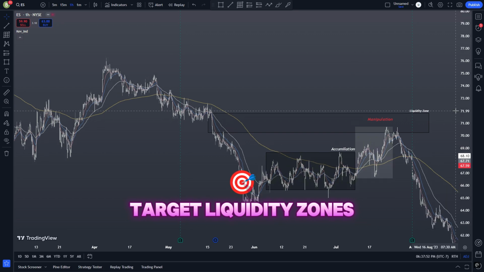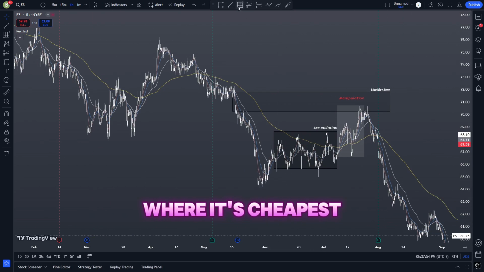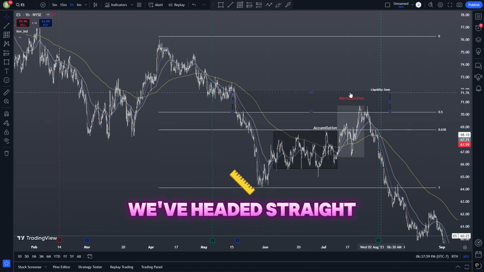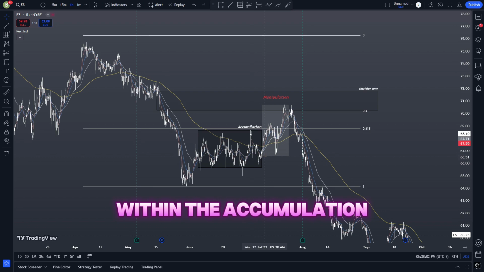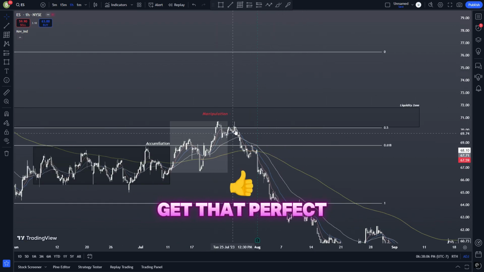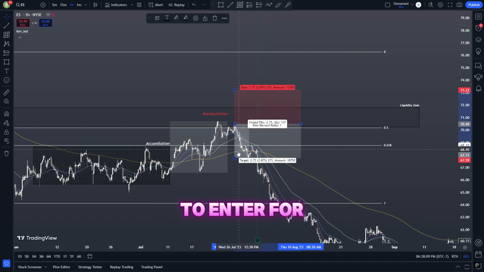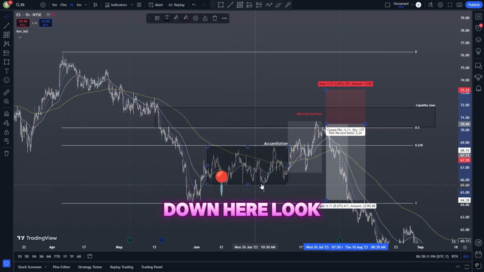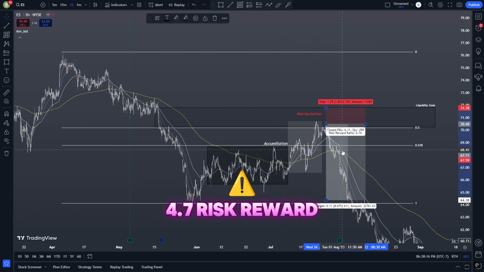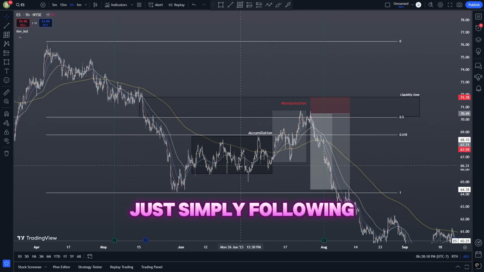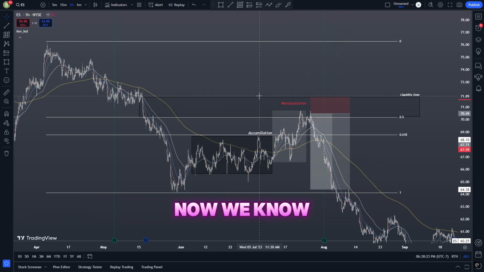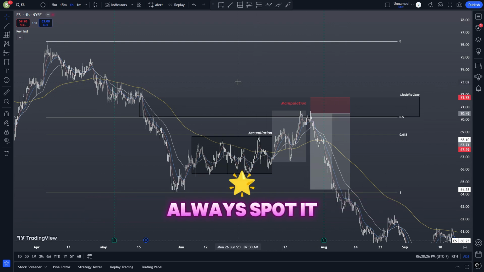Banks like to target liquidity zones because that is where it's cheapest for them to buy. And if we graph our equilibrium, we can see that we've headed straight into a discount price within the accumulation manipulation phase. Now we're going to get that perfect entry to be able to enter for puts and crash it all the way down. Here, look, you just made a super simple 4.7 risk reward ratio just simply following accumulation, manipulation, and distribution. Okay, perfect. Now we know that it works. How can we always spot it?